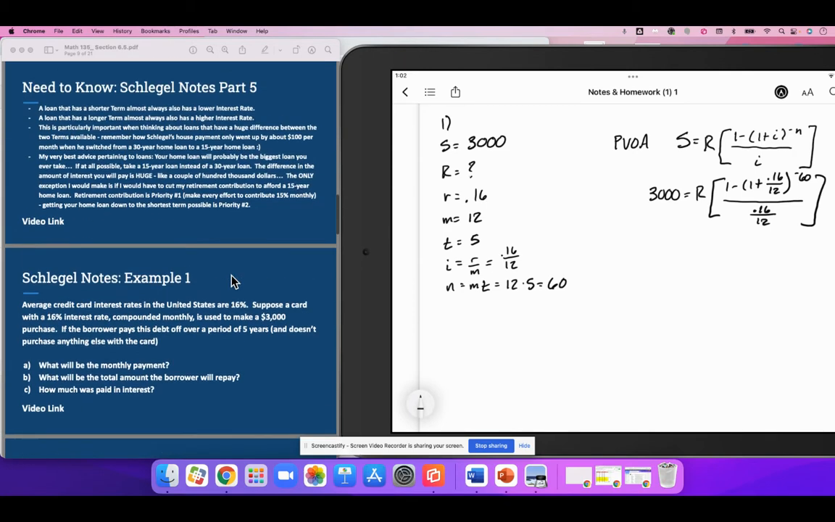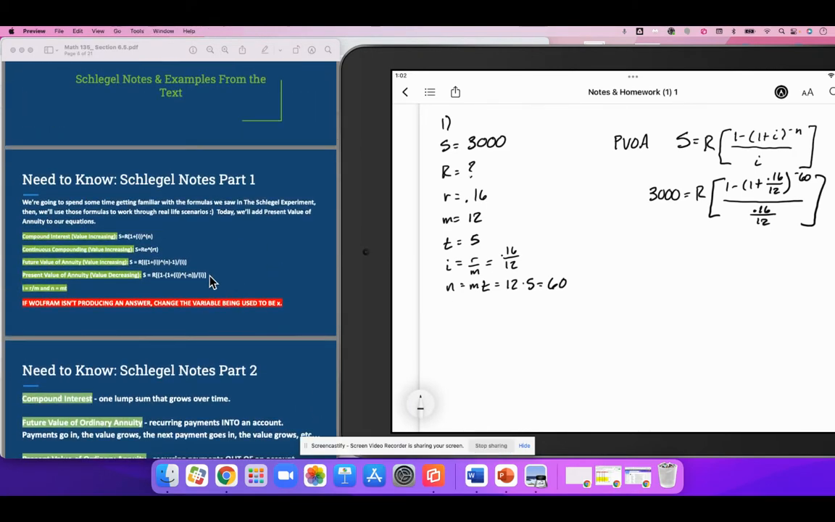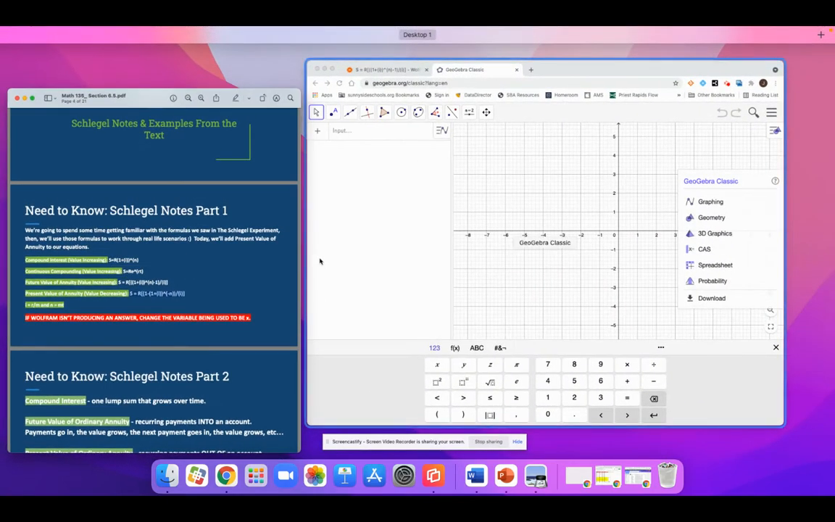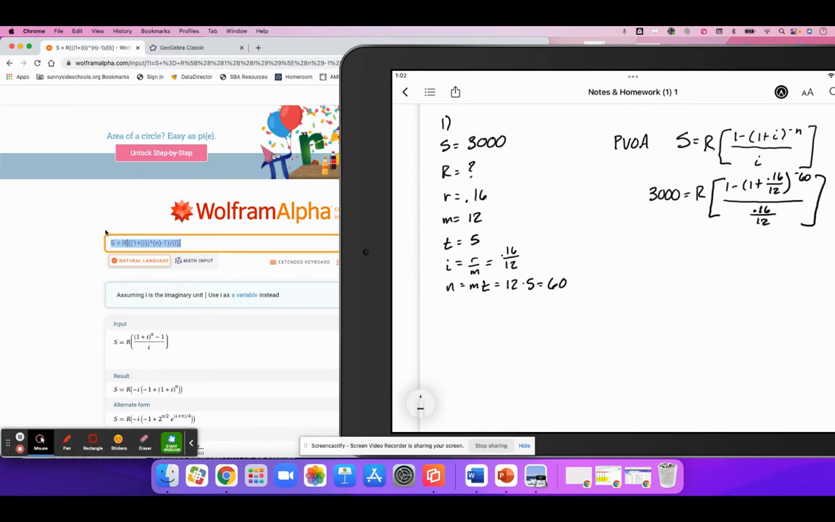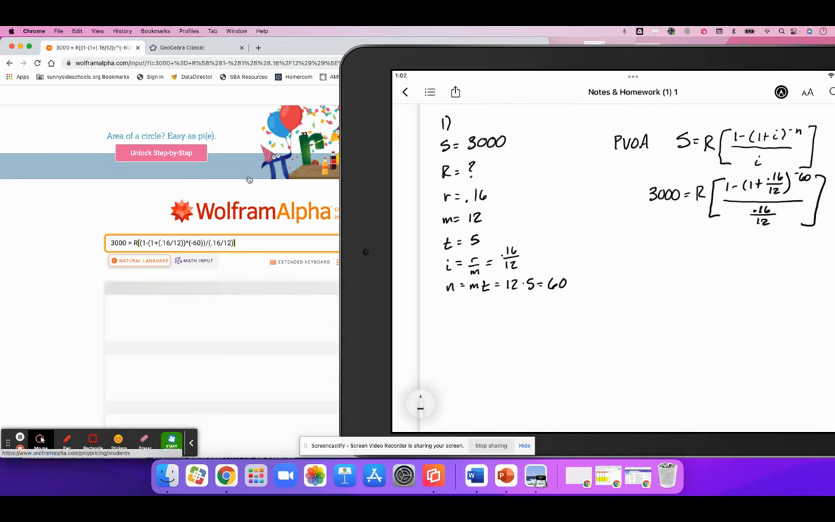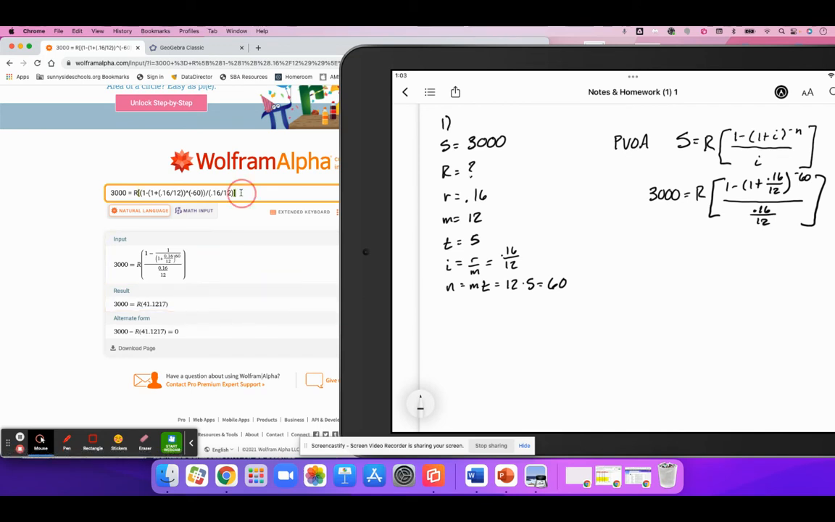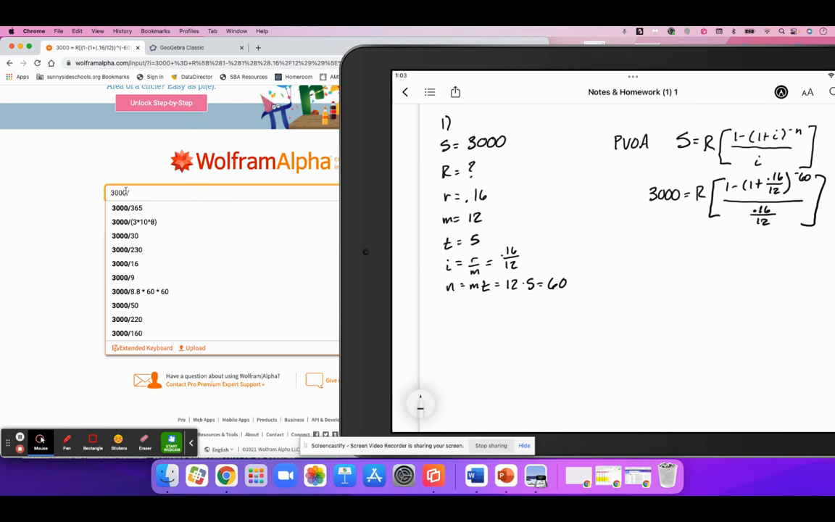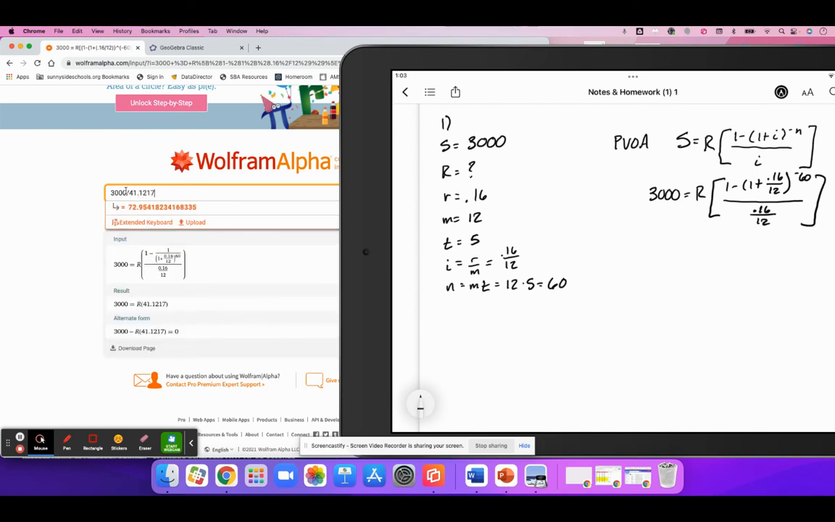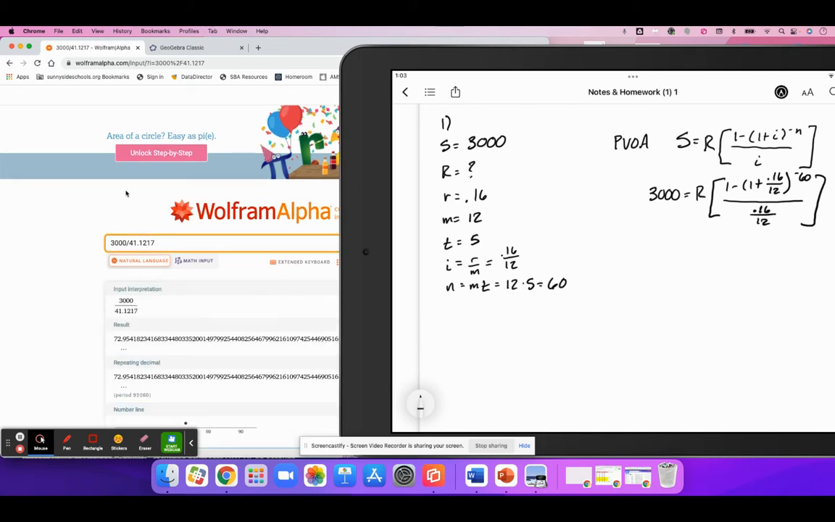So on to Wolfram we go. Got to grab my present value of ordinary annuity formula first, though. Thank goodness for copy paste. And so we did have our value of $3,000. Looking for the payment. Our I is 0.16 over 12. Our N is going to be 60. And our I is again 0.16 over 12. And Wolfram, of course, is not going to finish it for us. We've got to divide by 41.1217. And that means that our monthly payment is going to be $72.95.